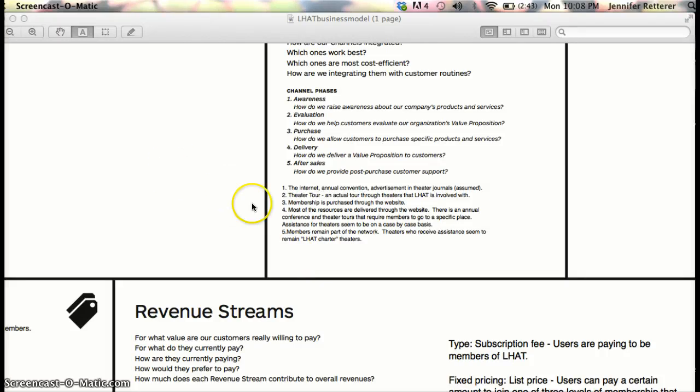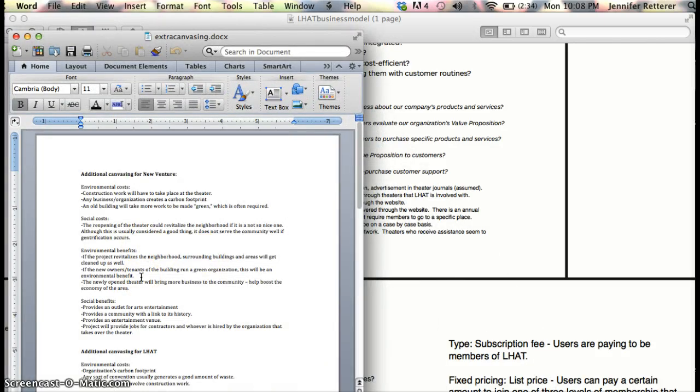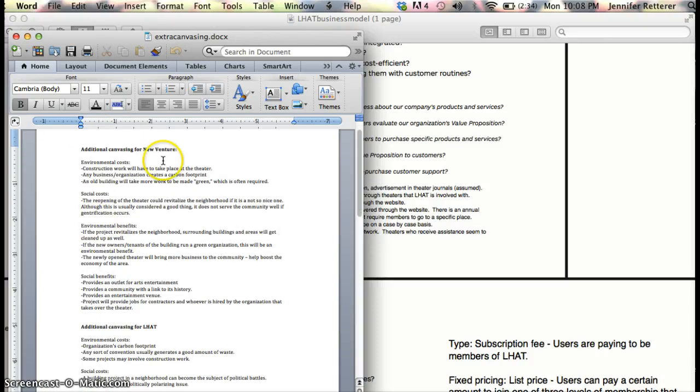All right, I needed to add a little more to this. I forgot about my extra canvassing. So let me go back and do that for my new venture. So I wanted to talk about environmental costs and social costs to begin with.